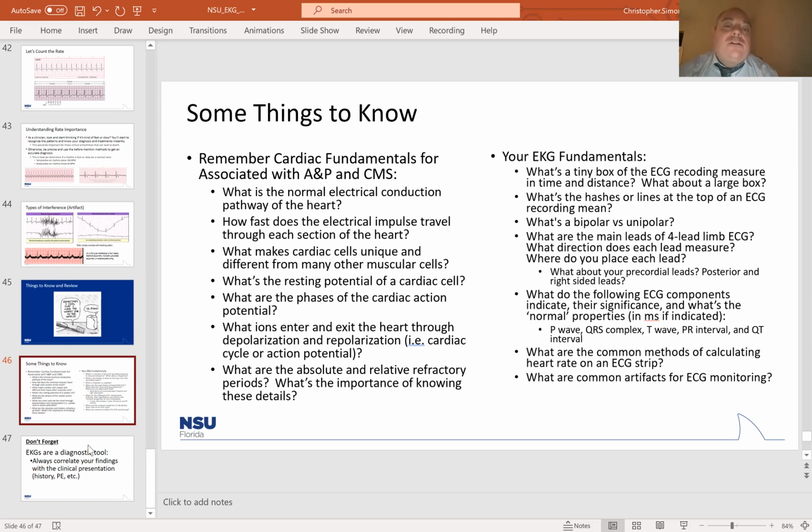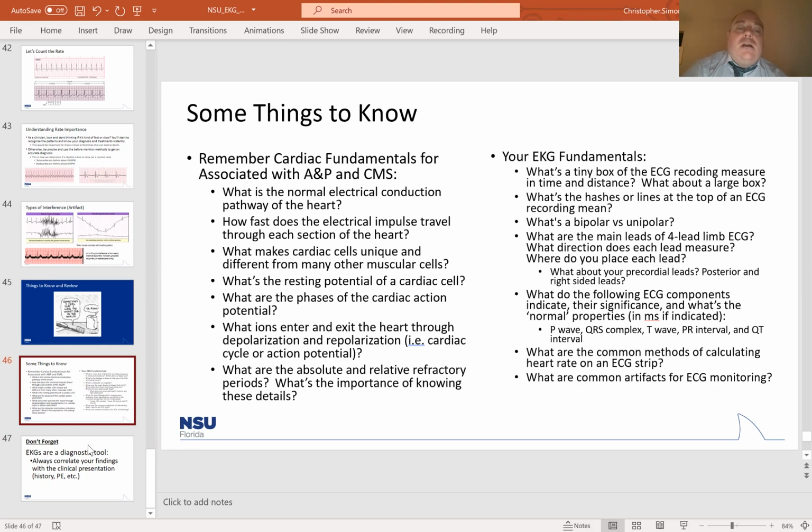Phases of the cardiac action potential. So, you can go back and just review the action potential phases that we talked about earlier. What ions enter and exit the heart through depolarization, right? Basically, to summarize things, depolarization is sodium goes in, calcium goes in, and potassium goes out, right? And then the repolarization is kind of the opposite of all that.